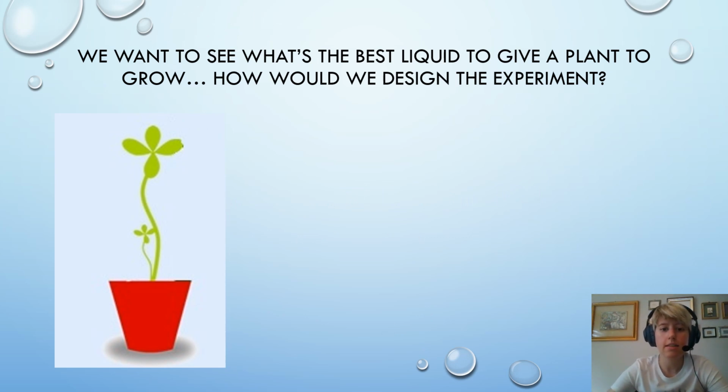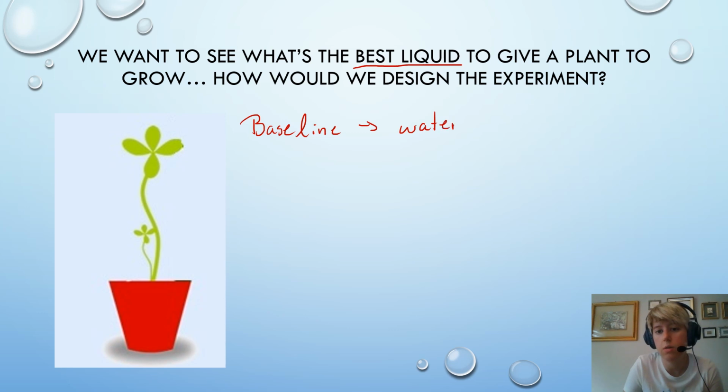Okay, so let's say hypothetically we wanted to see what would be the best liquid to give a plant to see how it would grow. What would we need to do to design this experiment? Well, the first thing that we would need to think about is, if we're trying to see what is the best liquid to give a plant, we have to have a baseline of what a plant needs to grow. So for our baseline, we would probably give the plant water because we know it is a liquid that plants need to grow.